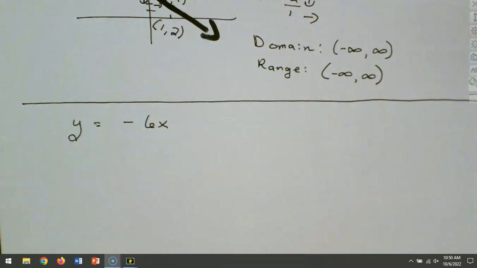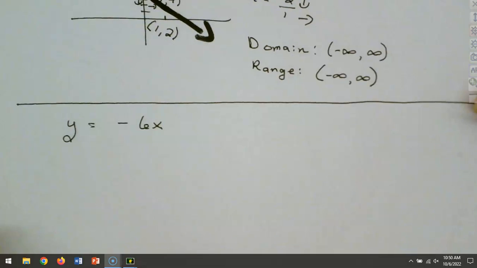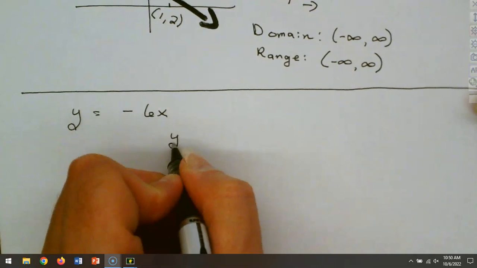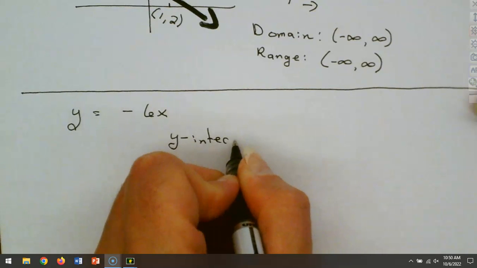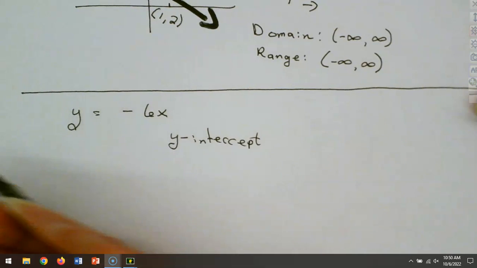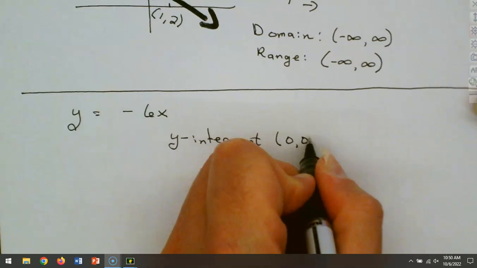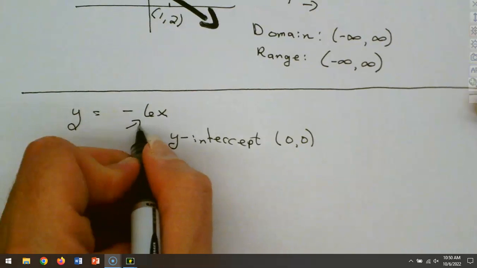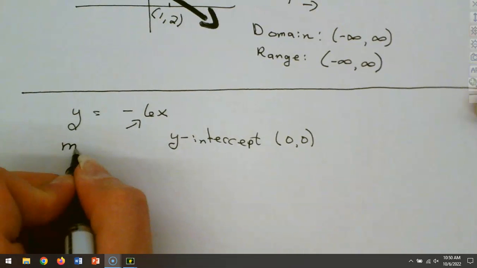How would we find the slope? Graph it and get the domain and range. So first off, has it been solved for y? Yes. Okay. Now, there's no number on the end. So what's my y-intercept going to be? As an ordered pair, there's no number on the end, so it's at 0, 0, right? The origin. And that negative 6, well, that represents my slope.